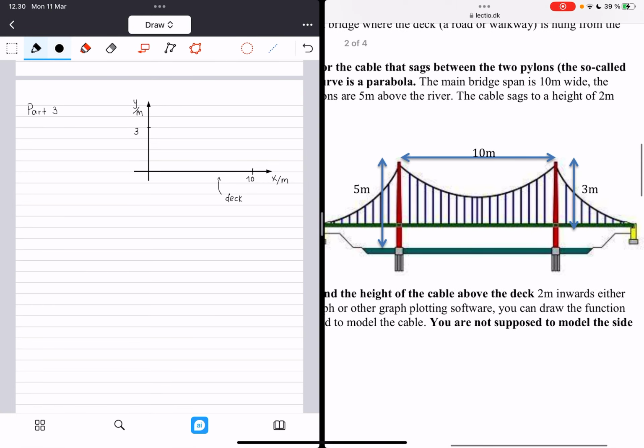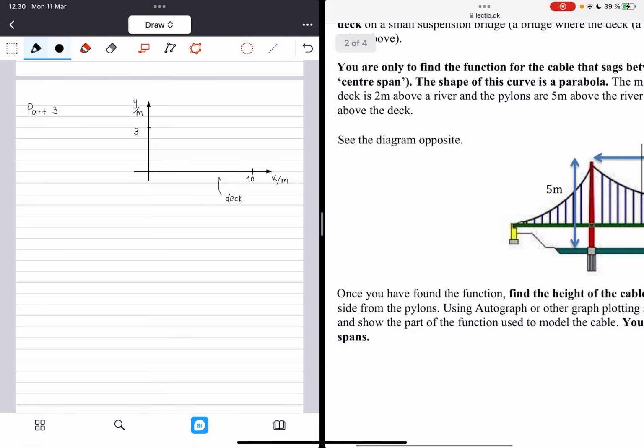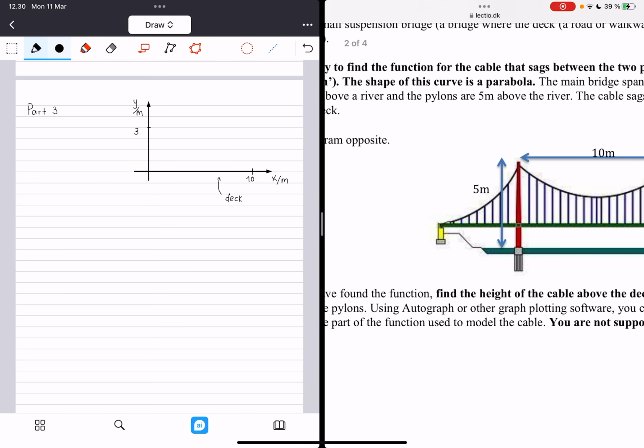Let's have a look. Yeah. The cable sags to a height of 2 meters above the deck. So basically, it's going to drop down here to 2 and then rise again to 10. So this number over here is going to be 2 here. And because of the fact that it's 10 meters wide, you understand that it would be right in the middle, and that would be 5, right? So 0, 5, and 10.